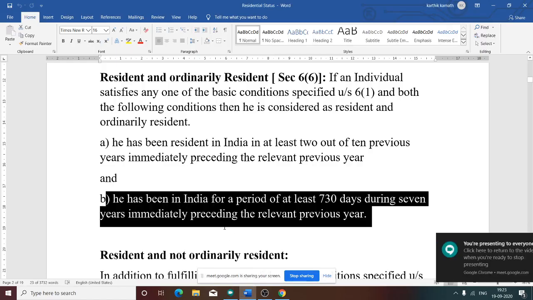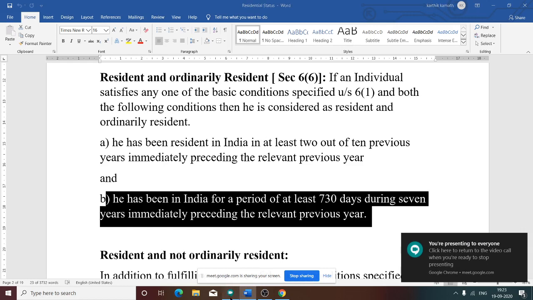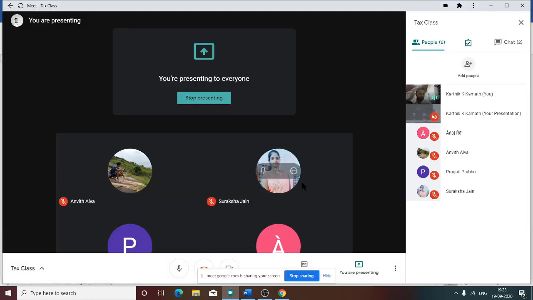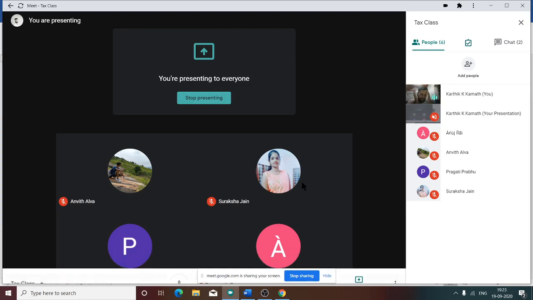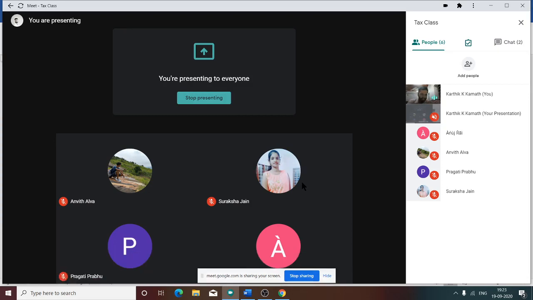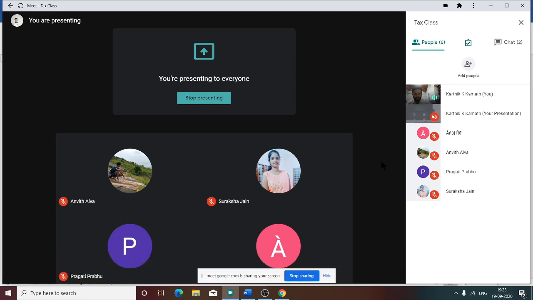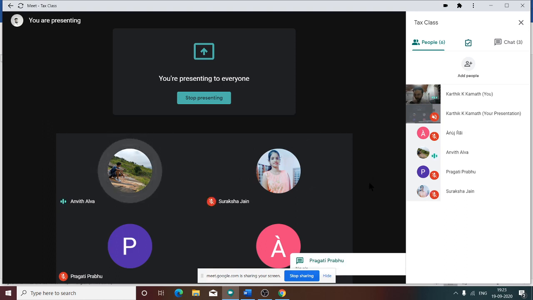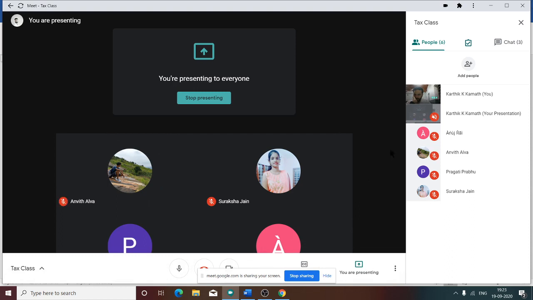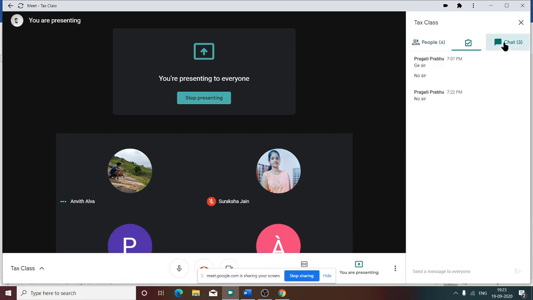Now you are clear with the basic condition and additional condition. Any doubt in the basic condition and additional condition? In the last class also we discussed basic and additional conditions. Any doubt regarding this? Now you can ask. Any doubt regarding basic condition and additional condition under section 6 clause 1 and section 6 clause 6? No, sir, no doubt. Whether you have doubt regarding this?